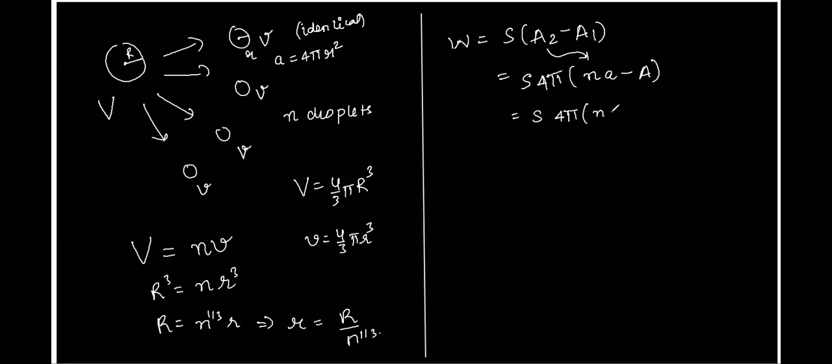This is n into 4 pi r square minus 4 pi capital R square. Here, with the small 4 pi r square, we'll use the n term. Why? Because this is basically the surface area of one droplet, 4 pi r square, into n, minus 4 pi capital R square. So this is how I am getting the work done.